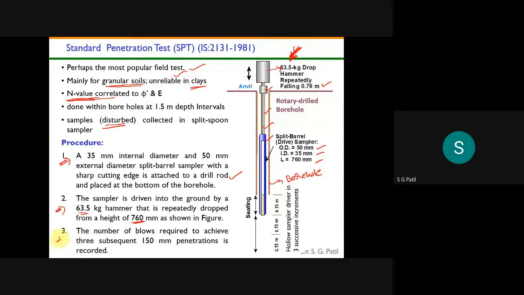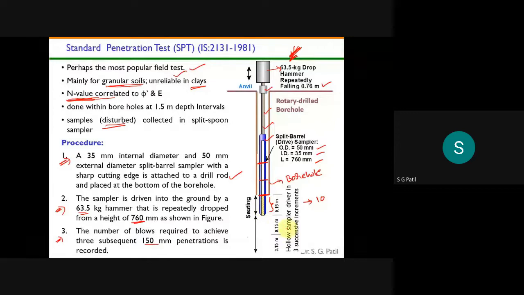Now, what is the third step? The number of blows required to achieve 3 subsequent 150 mm penetrations is recorded. That means on this split spoon sampler, I have to make some markings, at every 15 centimeter: the first 15 centimeter, second 15 centimeter, and third 15 centimeter. Then we will calculate the number of blows required for the first 15 centimeter penetration. Suppose I have got around 10 blows, so in those 10 blows I am able to penetrate the first 15 centimeter.